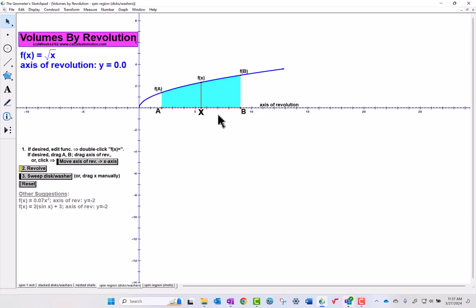So in this procedure, this blue part right here is the part that is underneath the square root of x and between a and b. Between a and b. And what's going to happen is that we are going to visualize that this blue section is going to be rotated around the axis of revolution. And so this is a picture of the figure that we're actually going to be calculating the volume of.